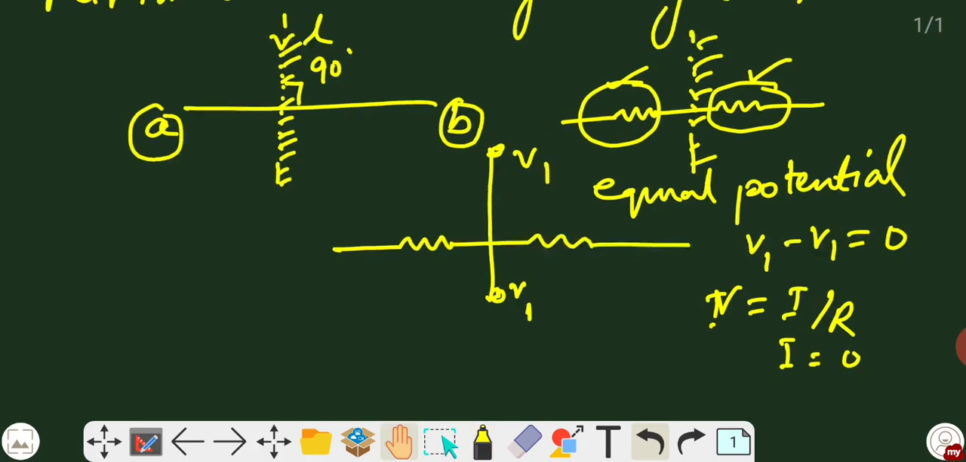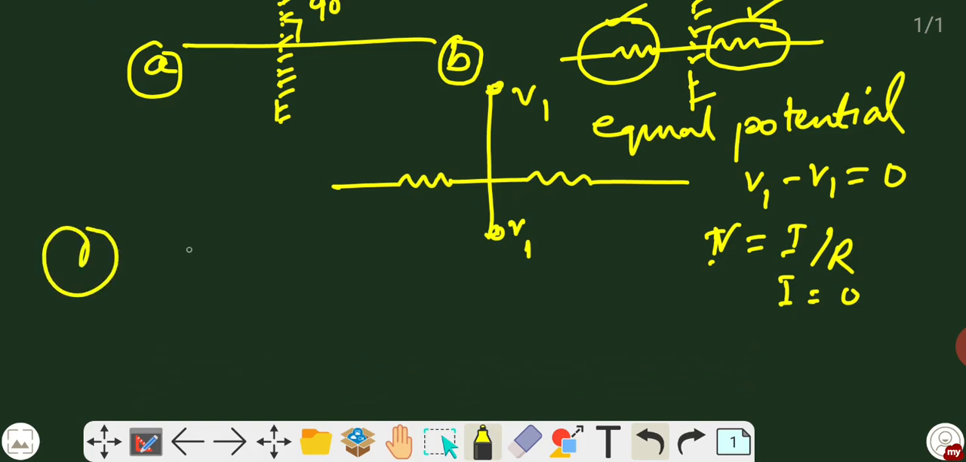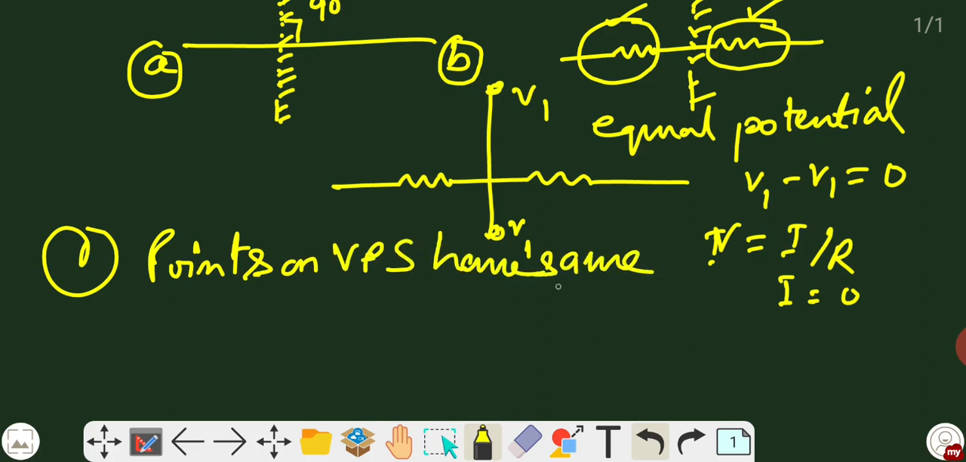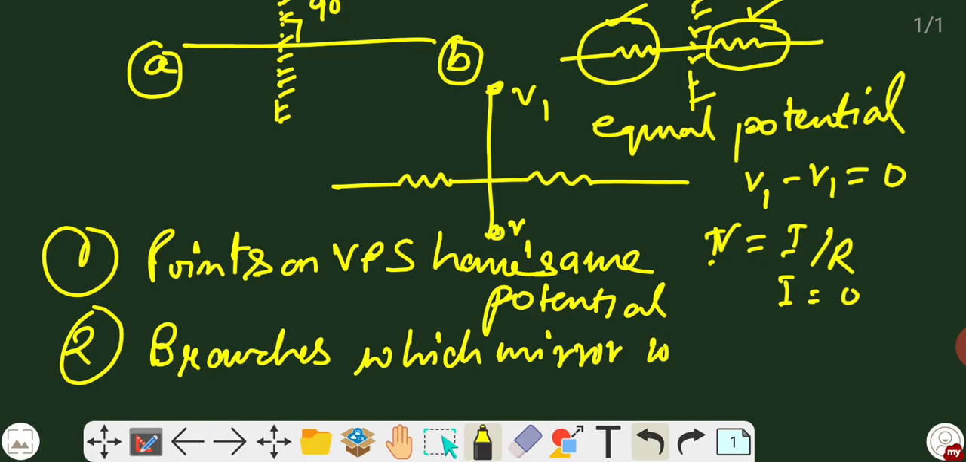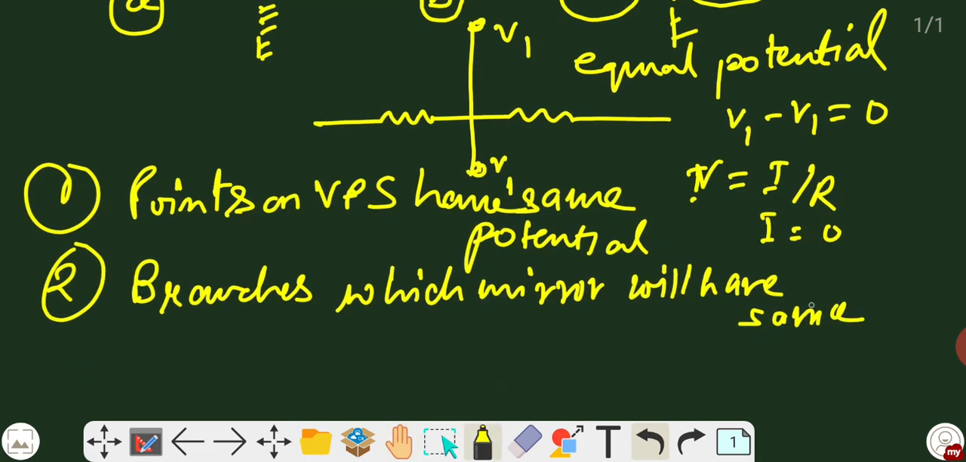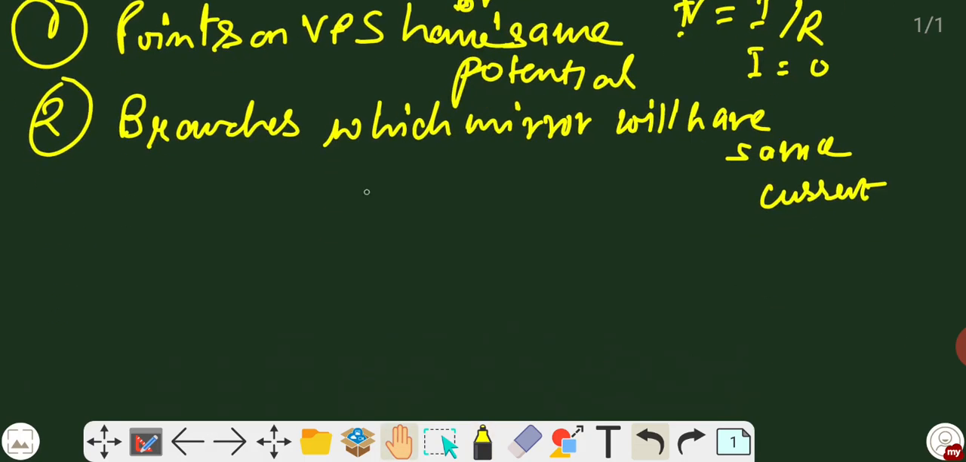So the first point we have observed is that points on the VPS have the same potentials. Another point: the branches which are mirror images will have the same current. We will go through the examples, and we can understand it very accurately there. So that is the same current. So that is all about the mirror symmetry.